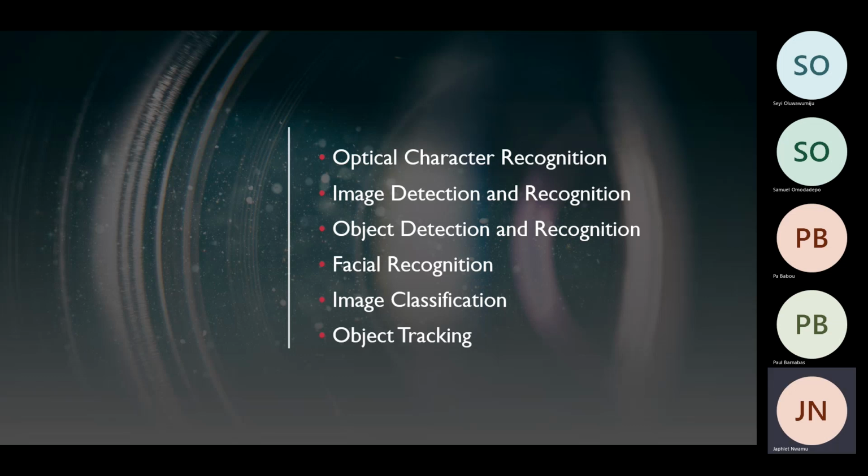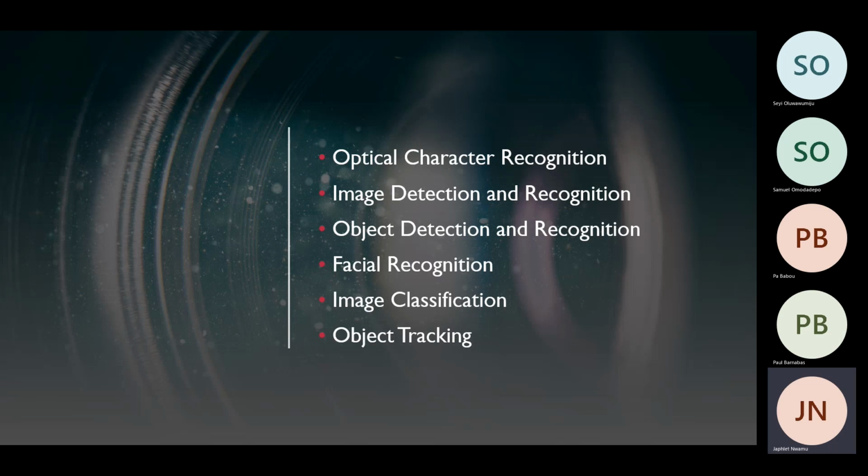Now, there is another part called image detection. And in this part, I would like to break down the difference between image detection and recognition, and object detection and object recognition. There are two different parts. They do two different things, and I'll try to explain them as much as possible.